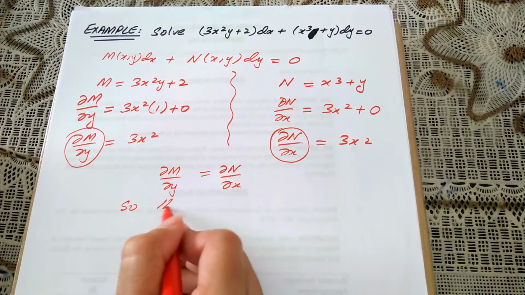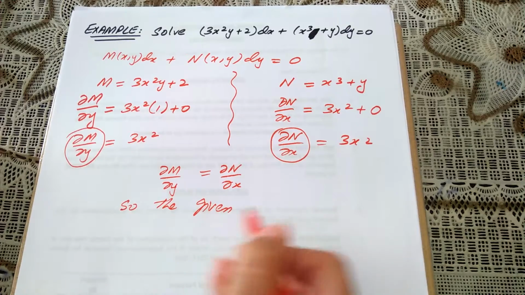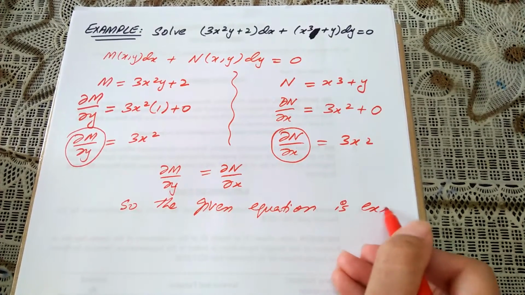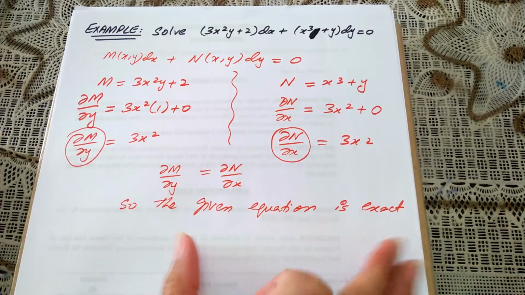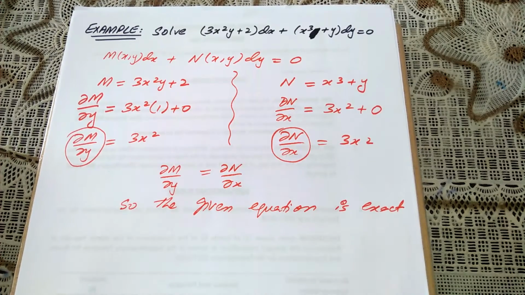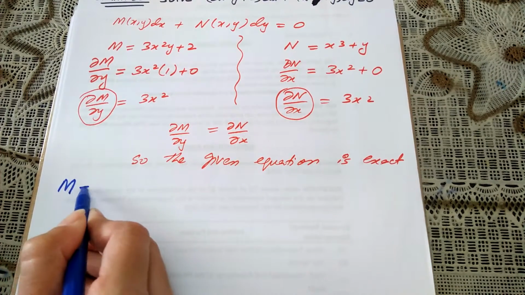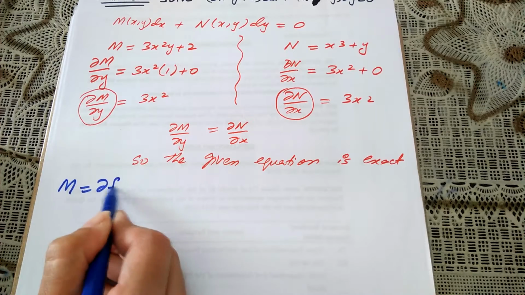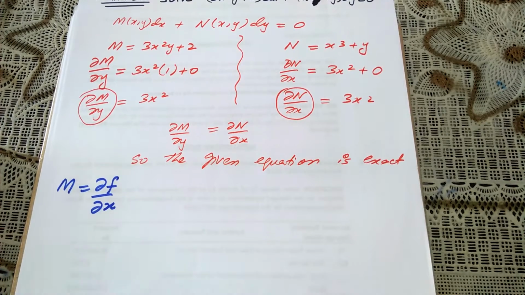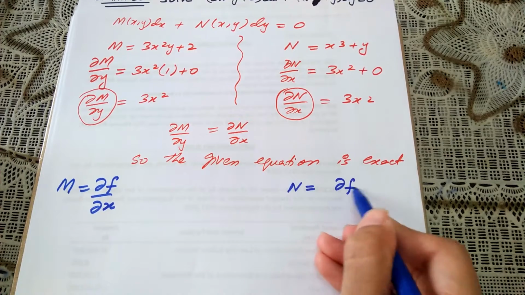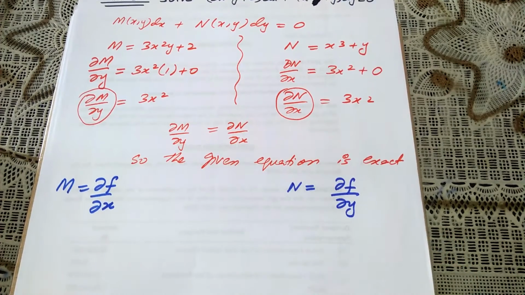So the given equation is exact in nature. Now it is exact in nature, so you will just follow the method for finding the solution of this equation. And what is that method? You will just write your M function equals partial f over partial x and your N function as partial f over partial y.